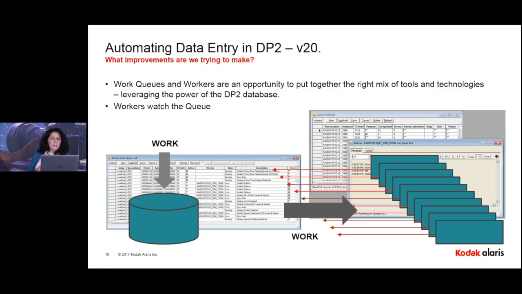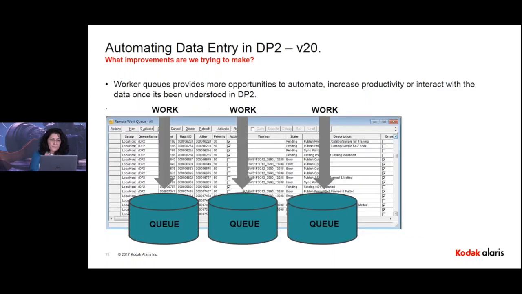So at a very high level, the work comes into the queue, and it's essentially a table. This is DP2, right? So it's essentially a table. And those workers are looking at that queue or a series of queues. There's a lot of flexibility in the way this is built in order to act on whatever the scripts or commands are that you're using in your workflow.